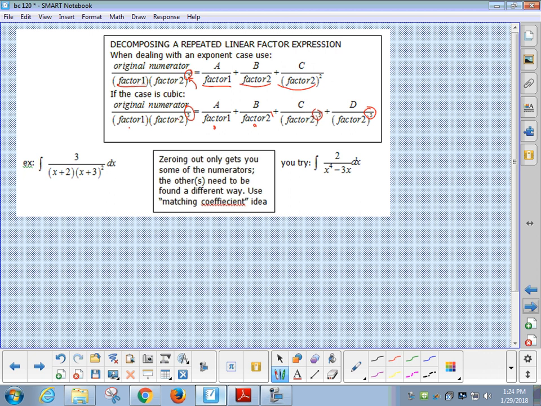Yes? Wait, so then is the second one supposed to be? Oh, there's an error there. This is supposed to be 2. Okay. Thank you. Yes, typo. Make sure you change this.